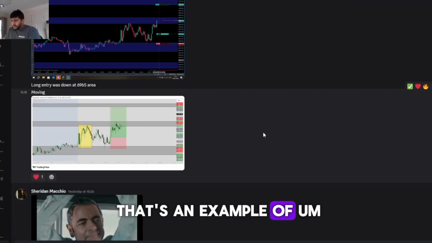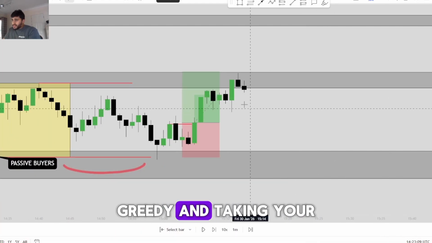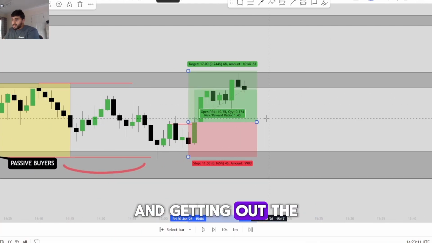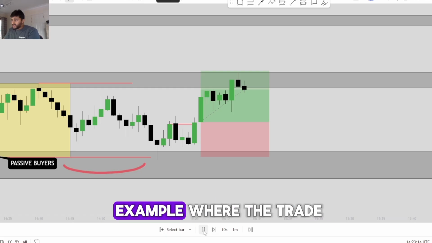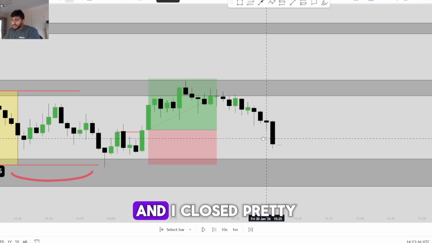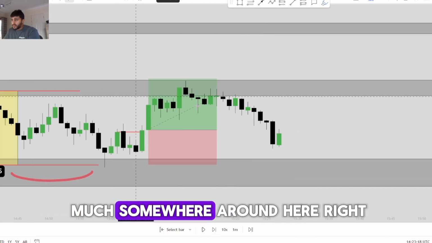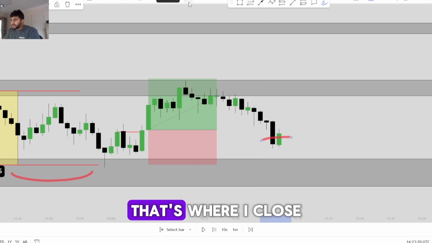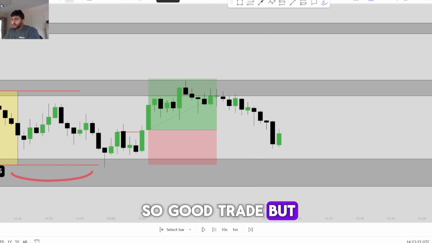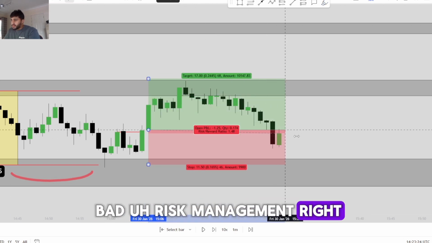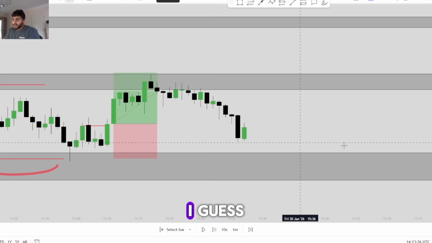So that's an example of not being greedy and taking your profits where you should and getting out of the trade. Here's an example where the trade reversed on me and I closed pretty much somewhere around here. That's where I closed. So good trade, but bad risk management, well, bad trade management, I guess.